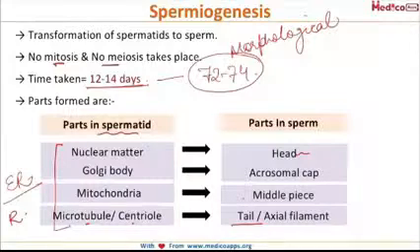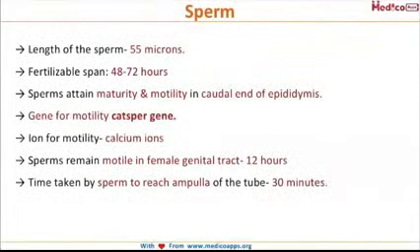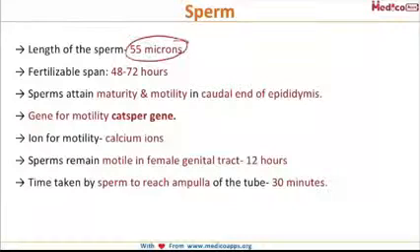Now we have one more important question: what is the arrangement of the tail? As we know, the tail is formed out of centriole, and this centriole has a 9+2 arrangement. So our tail has a 9+2 arrangement. Now a few important points about the sperm. What is the length of the sperm? It is 55 microns. And once a sperm is ejaculated in the female genital tract, for how long is it capable of fertilizing an ovum? Your answer is 48 to 72 hours, that is 2 to 3 days.